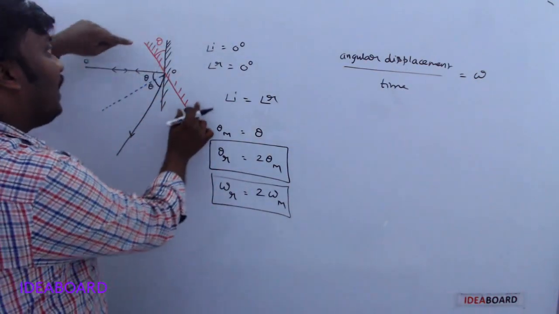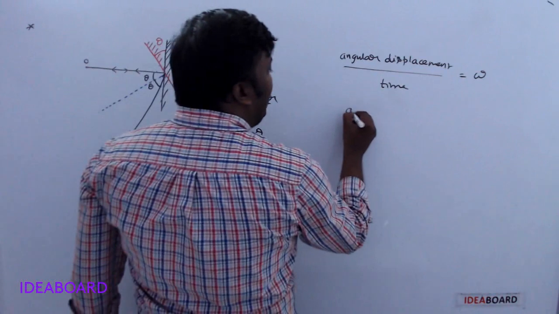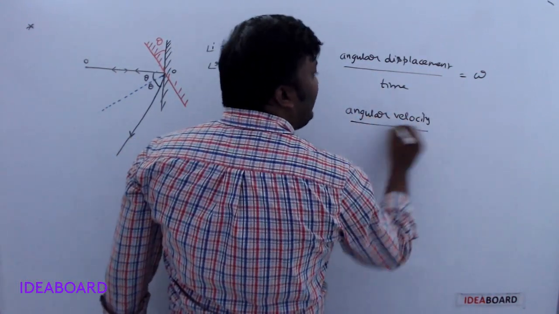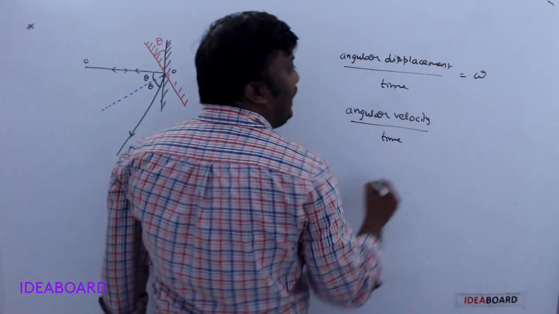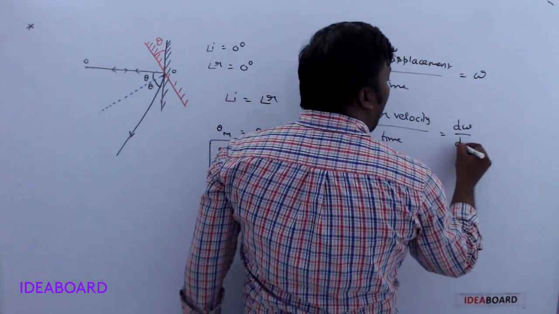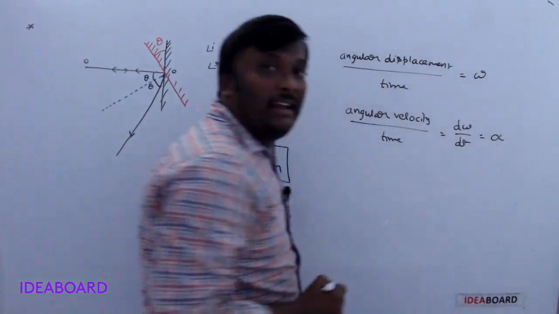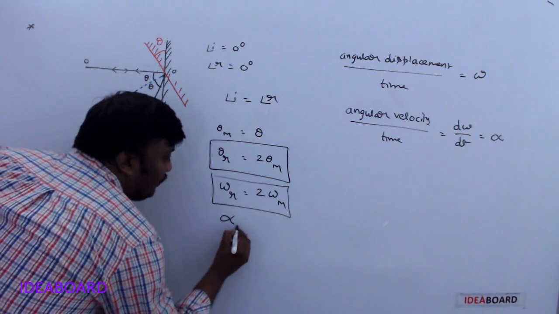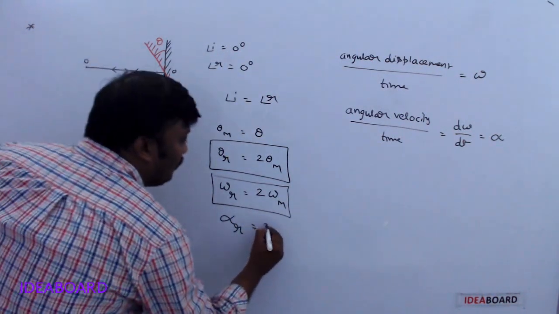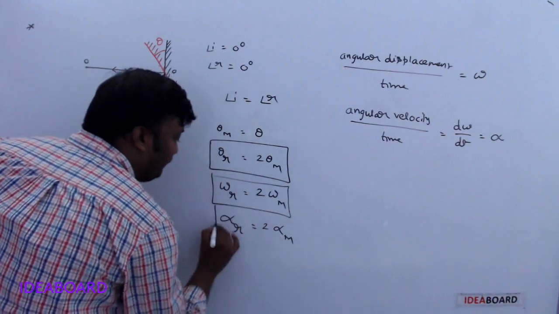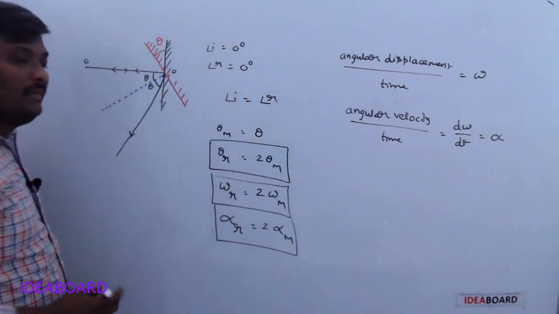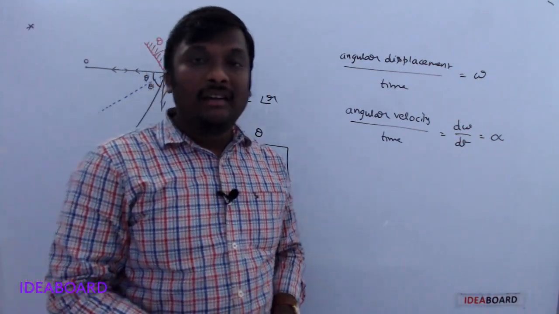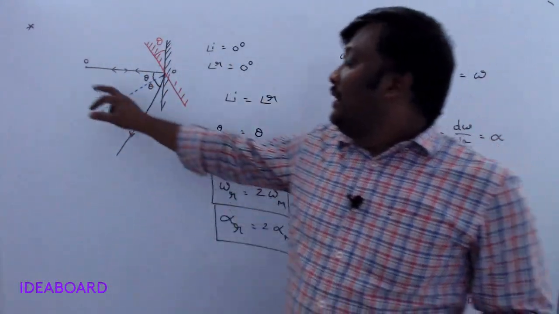If omega also varies with time, then the change in angular velocity with respect to time, d omega by dt, is called angular acceleration. So in terms of angular acceleration, we have the formula alpha r is equal to 2 alpha m. Alpha r is equal to 2 alpha m. Do you understand? One more time.